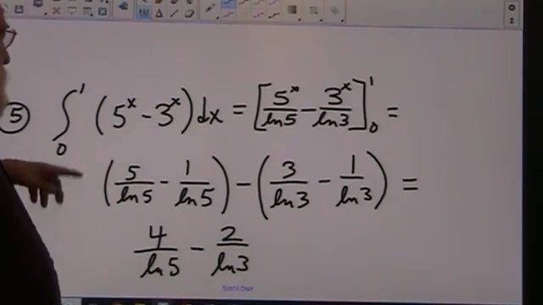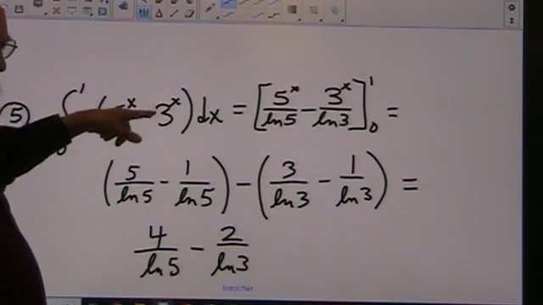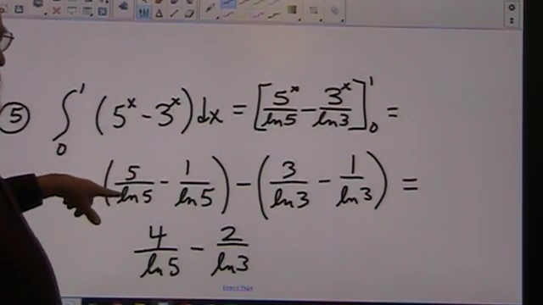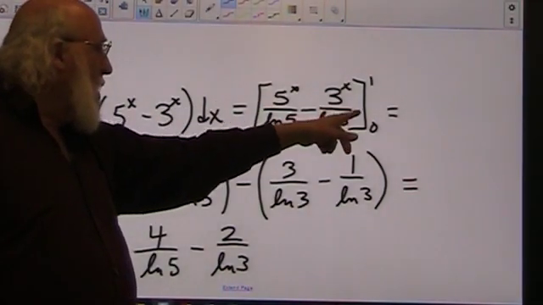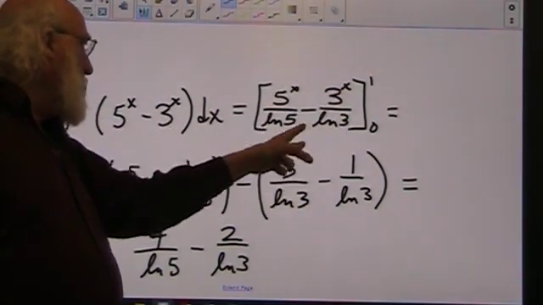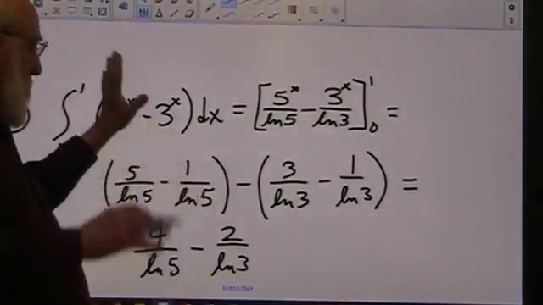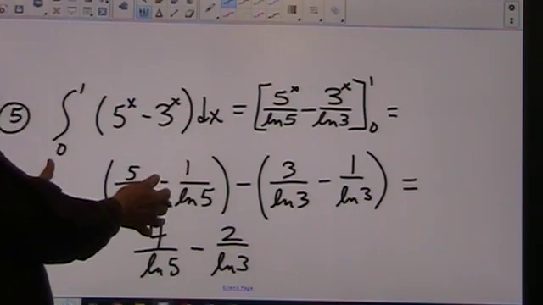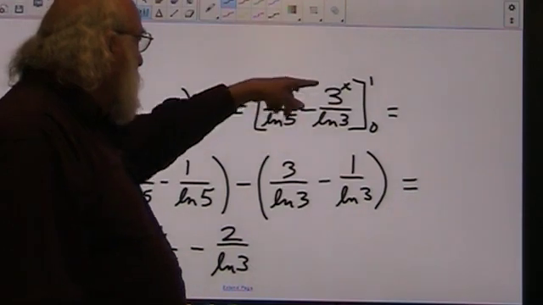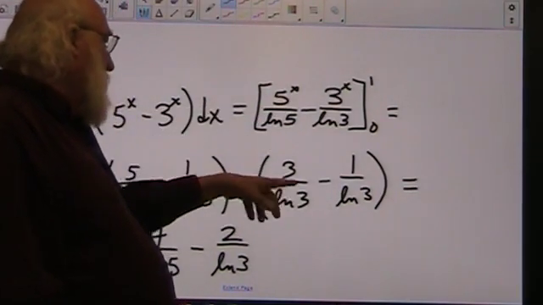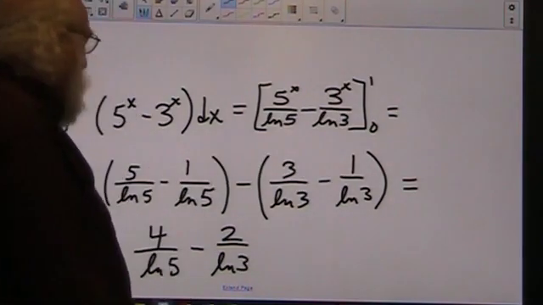So now this is going to go from 0 to 1, so we take the 1 and replace the x's with 1 here. So we get 5 over natural log of 5 minus 1 over natural log of 5. Now replace the 0 here, gives a 5 to the 0 power, which is 1. And that's what you do with 5s and 3s, do the same thing. 3 to the first power over the natural log of 3, which is 3 over the natural log of 3. 3 to the 0 power is 1, so 1 over the natural log of 3.